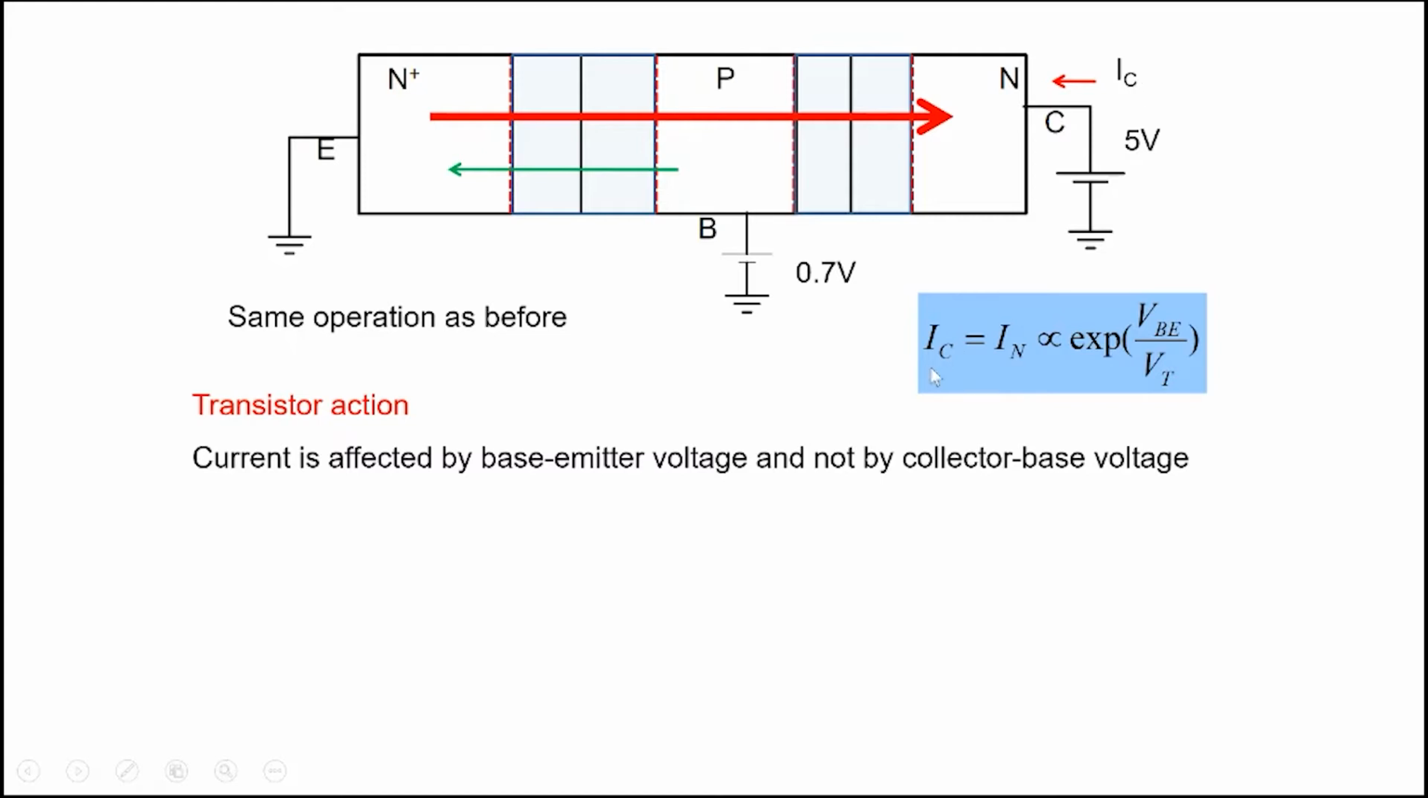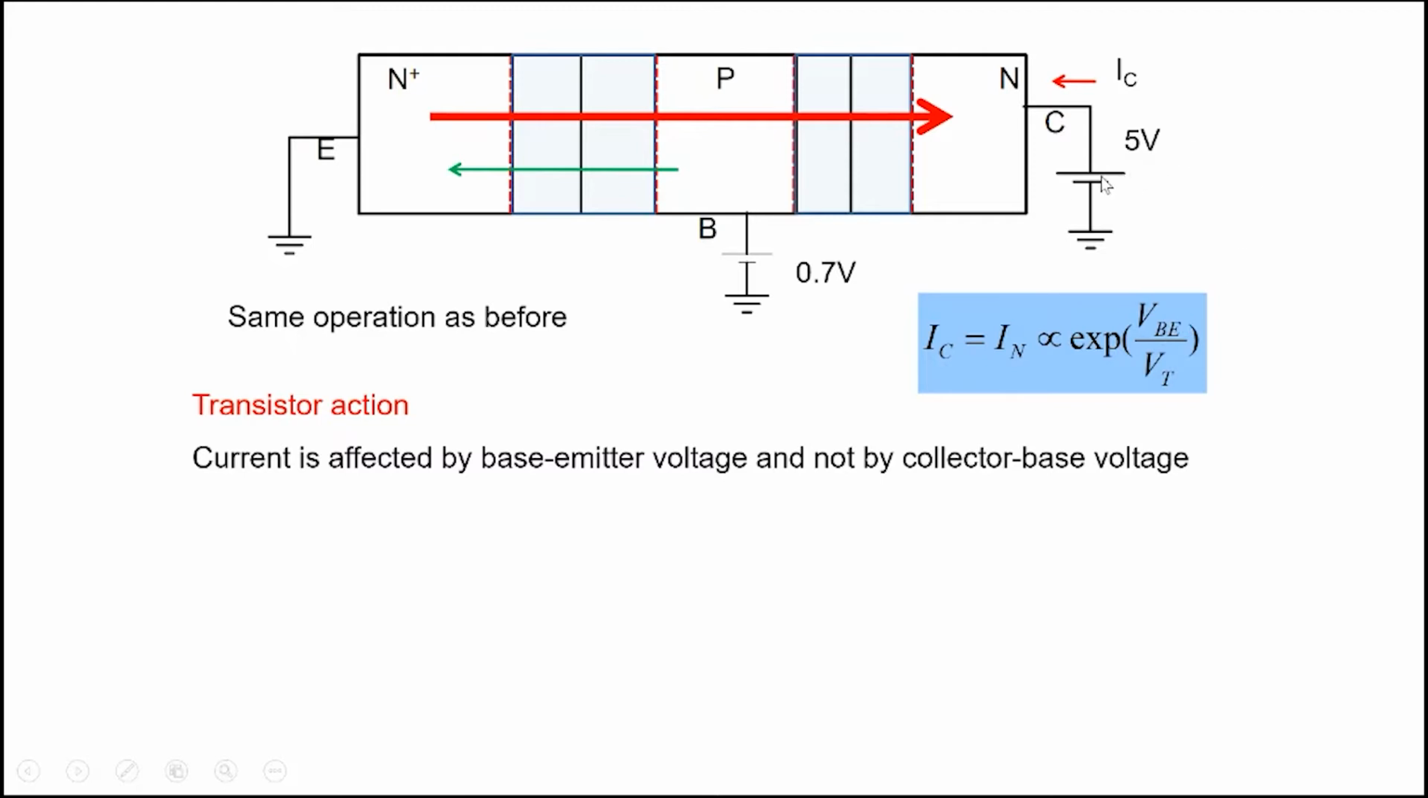IC is very sensitive to the base emitter voltage here. In fact, it's an exponential relationship. Because if I change from 0.7 to 0.71, these current components would increase significantly because it's a forward bias diode. And for a forward bias diode, the current changes exponentially with voltage here. So these current components increase exponentially.